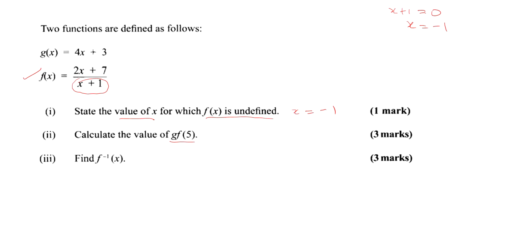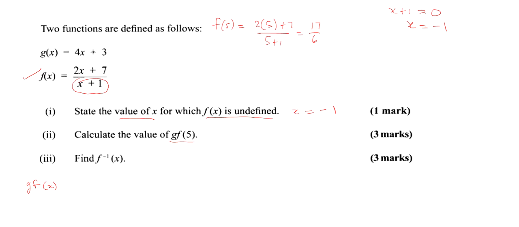Now, you can do this in two ways. Either you go and find gf of x first, and then you substitute 5 into gf of x. Well, yeah, you can do that, but there's an even easier way. The first thing you can do is to find f of 5, right? f of 5 will be equal to (2 by 5 plus 7) over (5 plus 1), which is equal to 5 2s are 10 and 7 is 17 over 6.